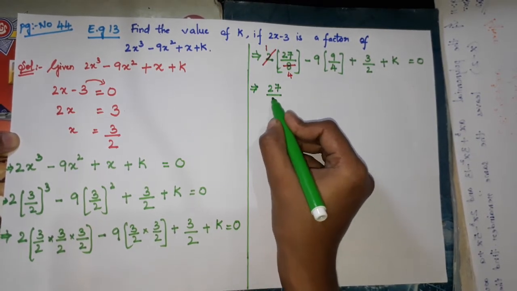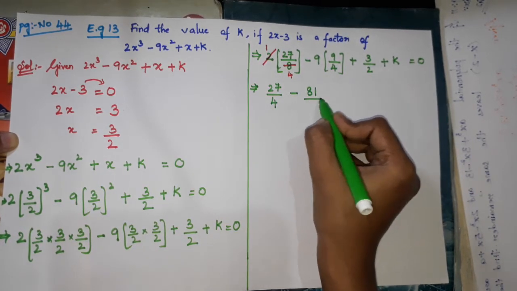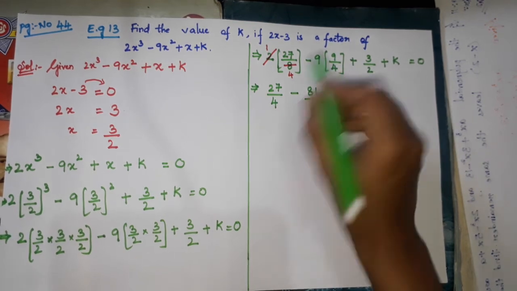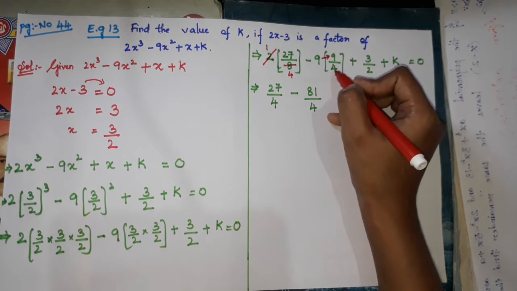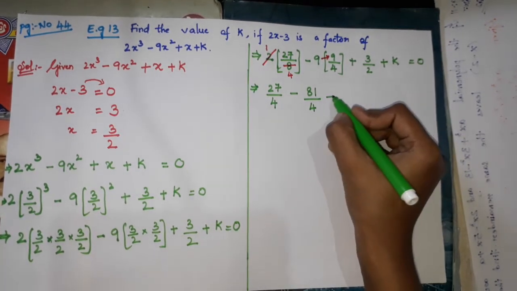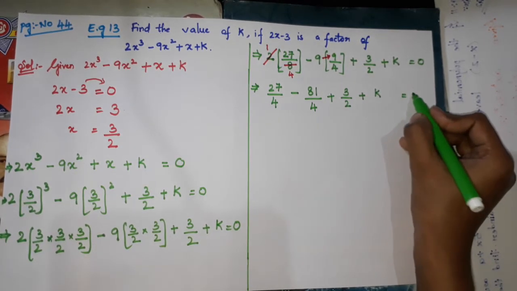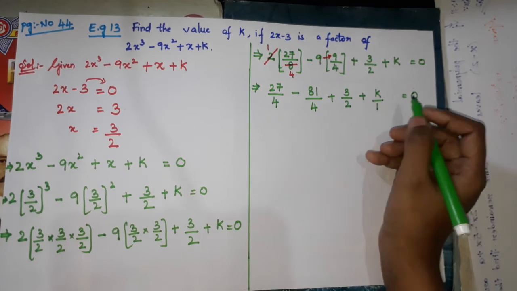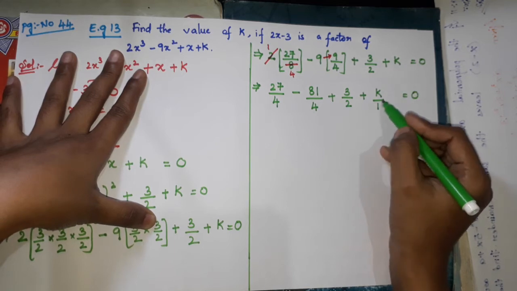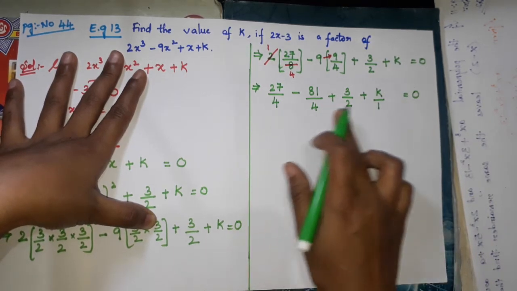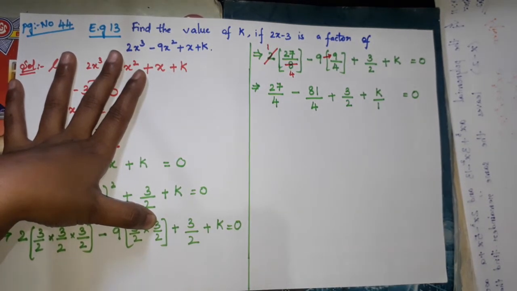27 by 4 minus 9 9s is 81 by 4. 9 we have to multiply with numerator itself children, okay? We should not multiply with denominator, okay? Plus 3 by 2 plus k equals to 0. If nothing is there in denominator with k, we can write as 1 children, okay? Now we have to do LCM, okay? LCM of 4, 4, 2, 1, okay?